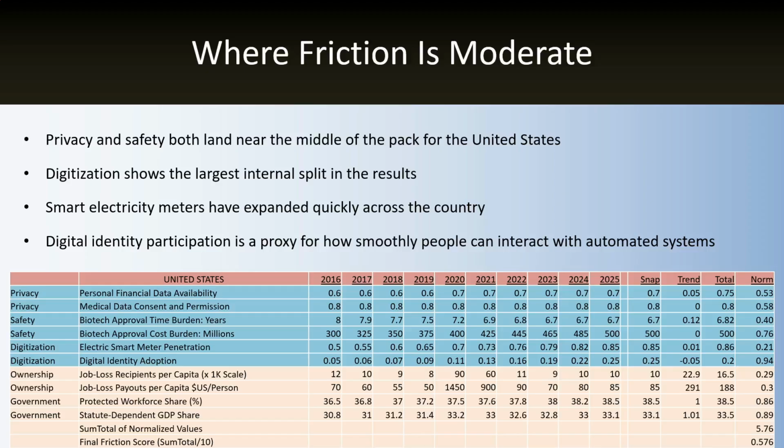Digital identity moves through a very different channel. Participation in recognized digital ID systems requires public enrollment and broader policy agreement, which brings more layers of decision-making into the process. Public debate, media scrutiny, lobbying, legislative hearings, regulatory review, and even court challenges can all shape how these systems develop. Since digital identity participation is a proxy for how smoothly people can interact with automated systems, low participation suggests the United States may face more friction when scaling AI-driven services.